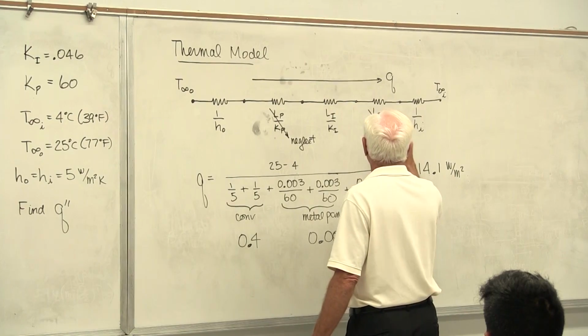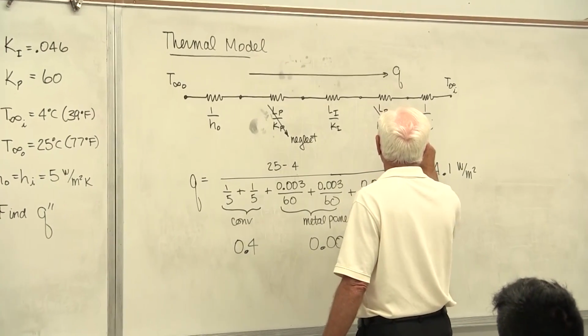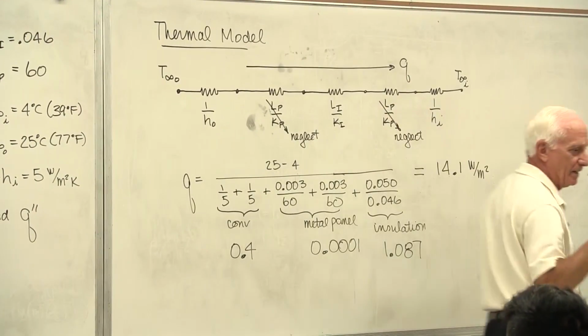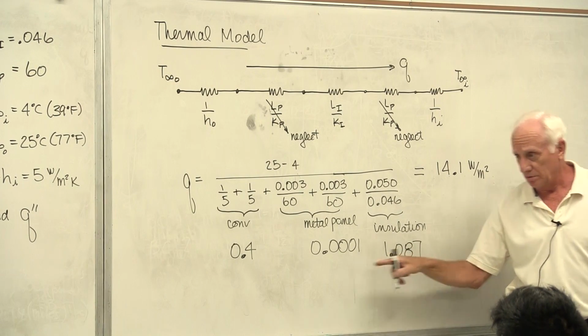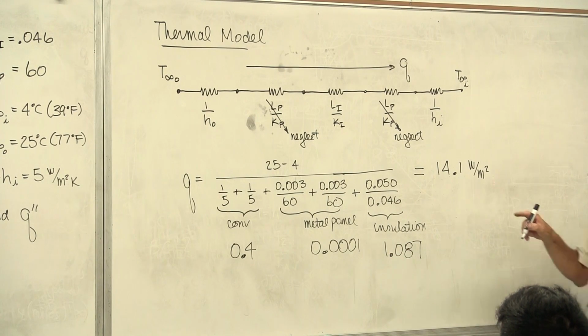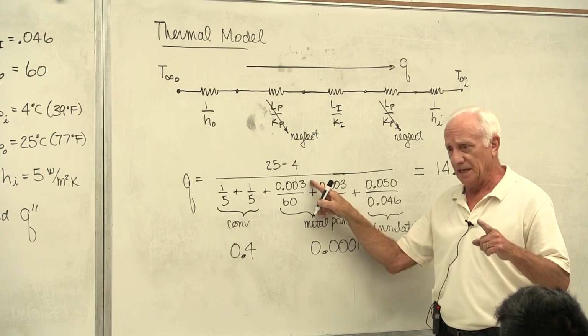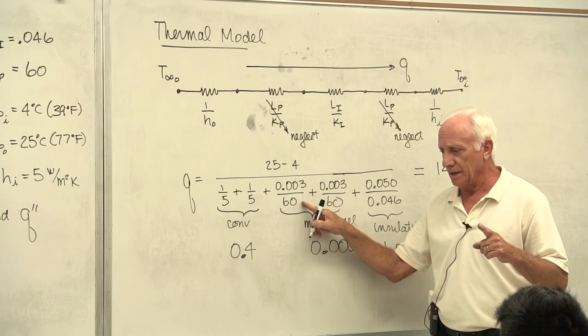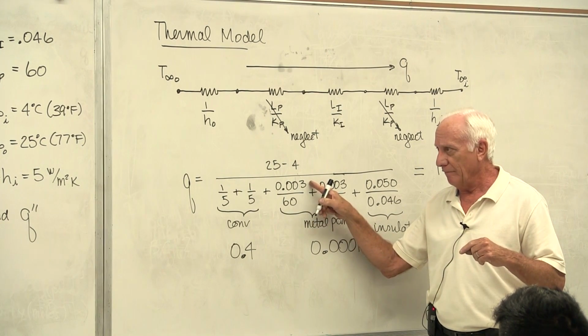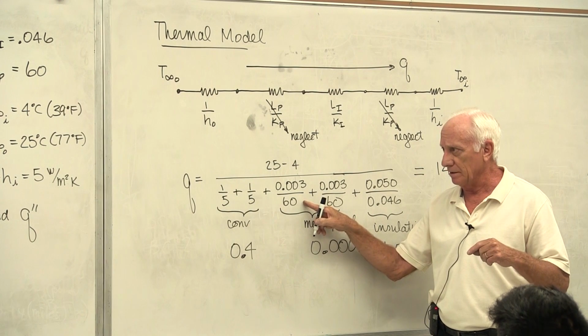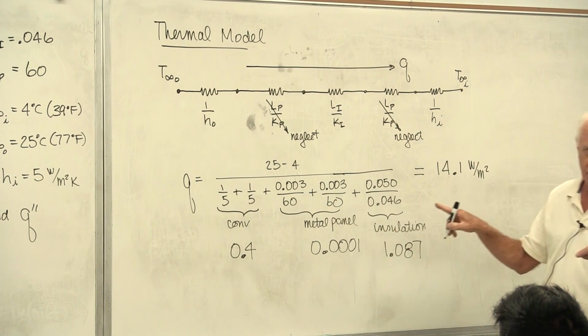You know what? That's a metal panel. Neglect. Why can you neglect it? Because the resistance is so small. Why is it so small? Because it's thin and made out of good conducting metal. It's thin, made out of a good conducting metal. That's why you can neglect it.